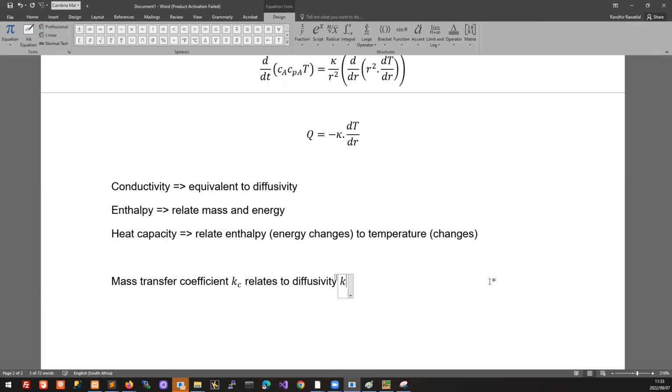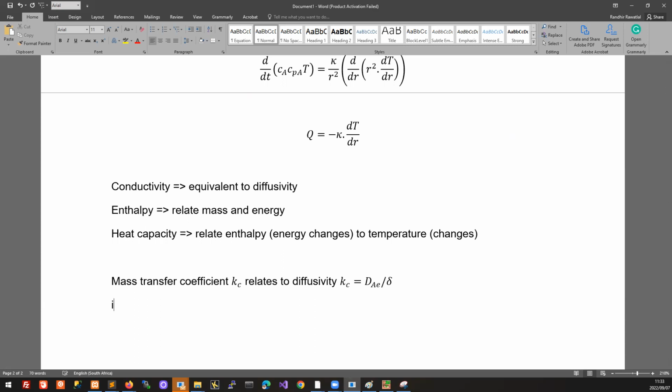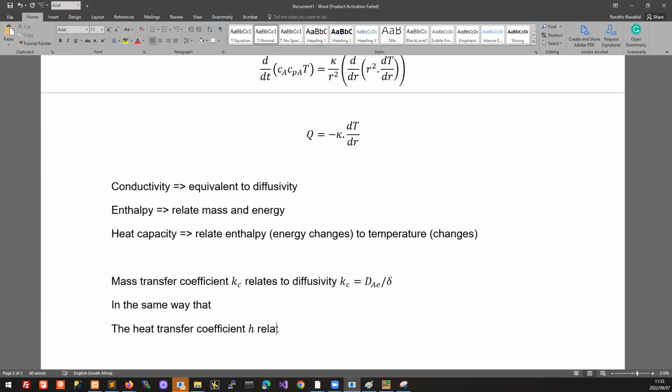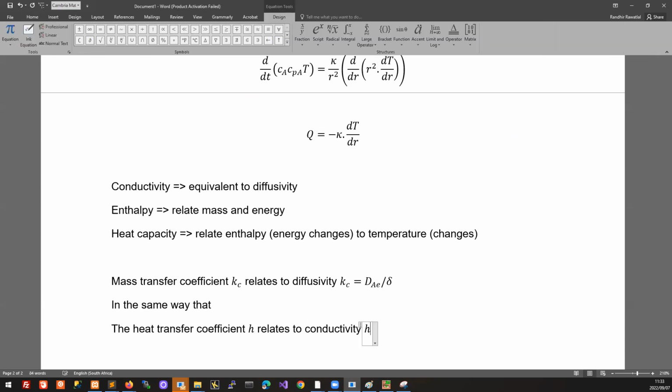And of course, we have Kc equals DAB divided by delta, delta being the film thickness. And we can say here, in the same way that the heat transfer coefficient h relates to conductivity, the heat transfer coefficient is related to the conductivity in a similar way.